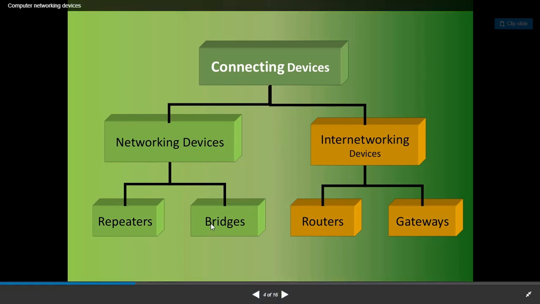Now, bridges are used to connect two similar types of networks, and repeaters are simply used to modify the signals. So they are considered in our networking devices. An interconnecting network, basically we use to give connection to different types of LANs with the help of our routers and gateways. Okay.